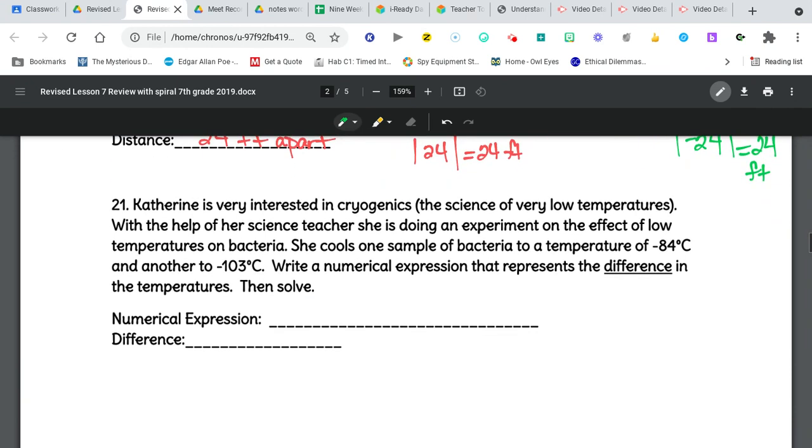All right, taking a look at 21, it says Catherine is very interested in cryogenics, which is the science of very low temps. With the help of her science teacher, she's doing an experiment on the effect of low temperatures on bacteria. So she cools one sample of bacteria to negative 84 degrees Celsius and another to negative 103 degrees Celsius. So we want to write an expression that's going to represent the difference. Difference means put a minus sign in the middle, guys. We want to find the difference between those two temperatures. Now, this is difference without order.